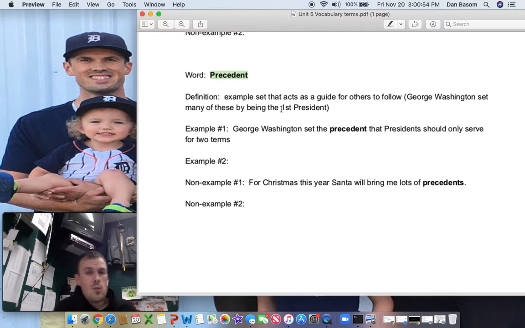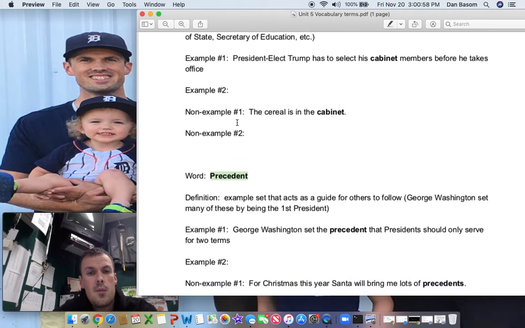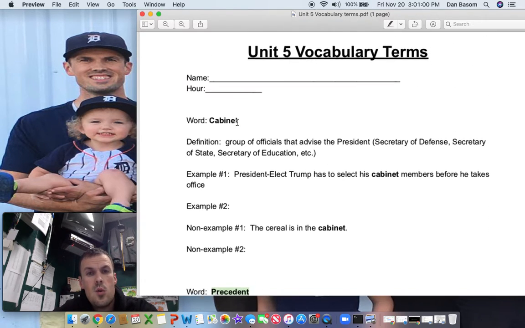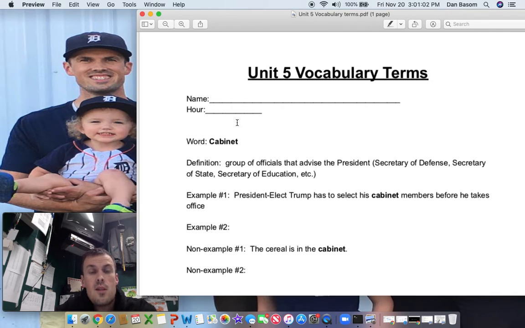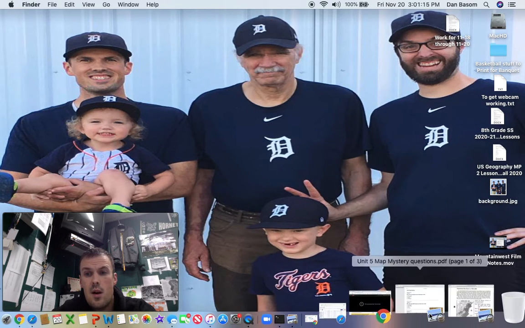So, again, I just wanted to go through some of this stuff with you. Good chance you're going to see both the word cabinet and precedent on your Unit 5 quiz. If you have questions about these, please make sure you message me. I'm happy to give you more examples or just make sure that you have a good understanding of these two terms because, again, they are important not only for this unit but for your social studies knowledge as well.